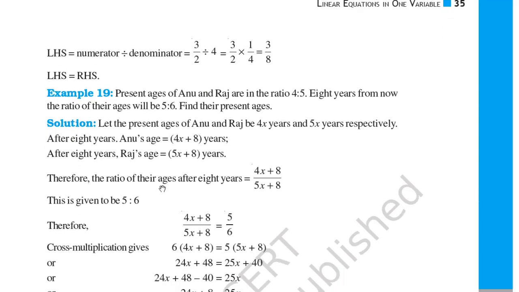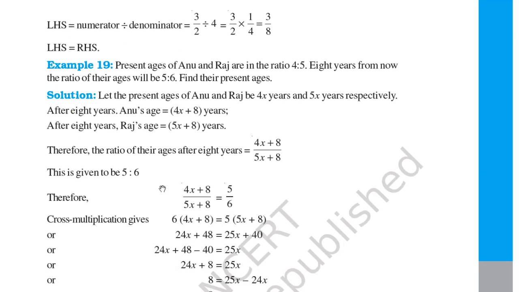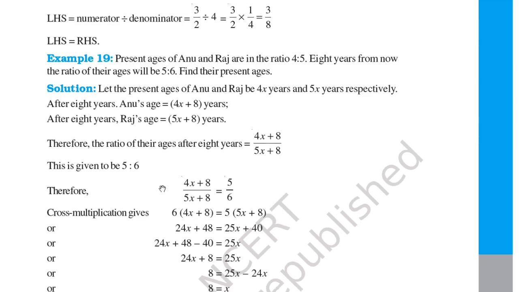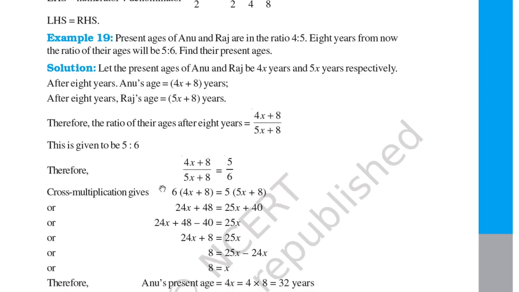So example number 19: the present ages of Anu and Raj are in the ratio 4:5. Eight years from now, the ratio of their ages will be 5:6. Find their present ages. Solution: let the present ages of Anu and Raj be 4x years and 5x years respectively. After 8 years, Anu's age will become 4x+8 years, and Raj's age will be 5x+8 years.